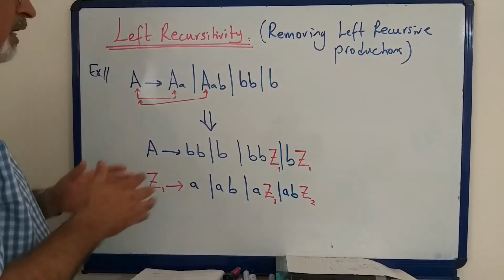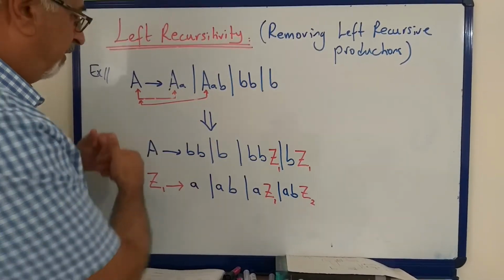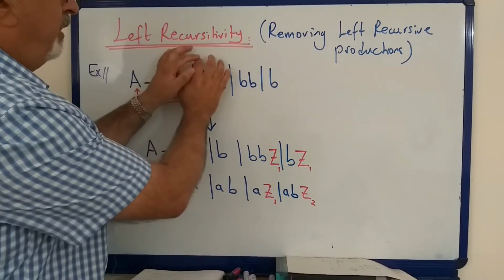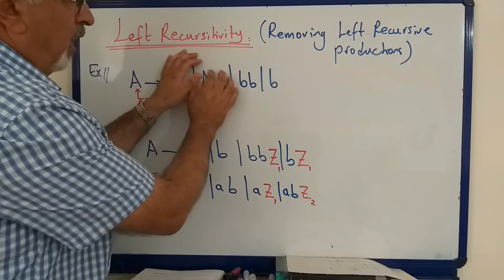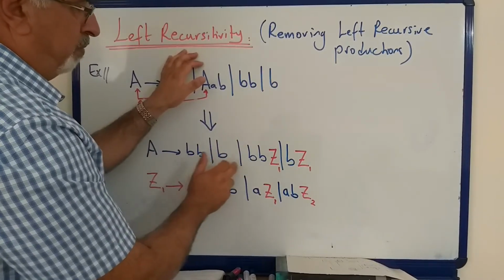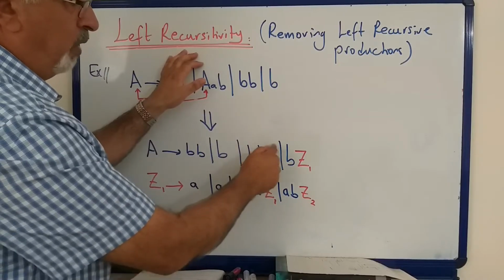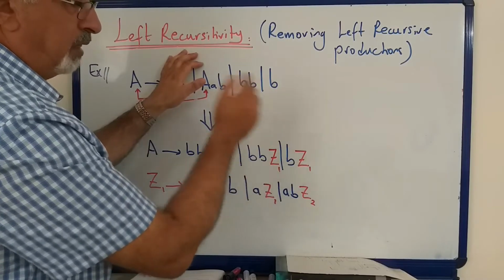So I am repeating again. What we do, I have left recursivity here. Again, in the first step, I will hide the left recursivity. I will write the remaining as they are, B, B, B, B, twice. And in the second time, I will append a new non-terminal called Z or Z1.